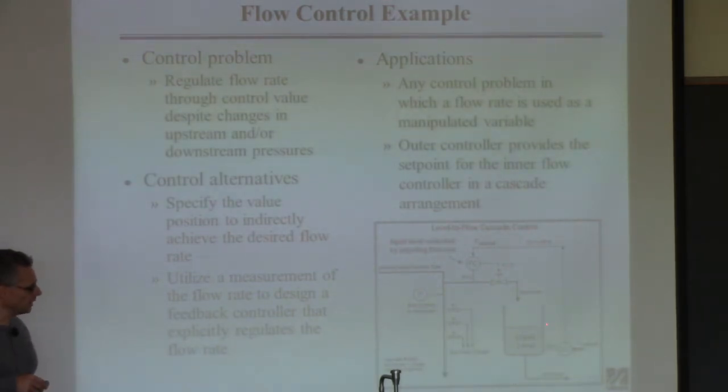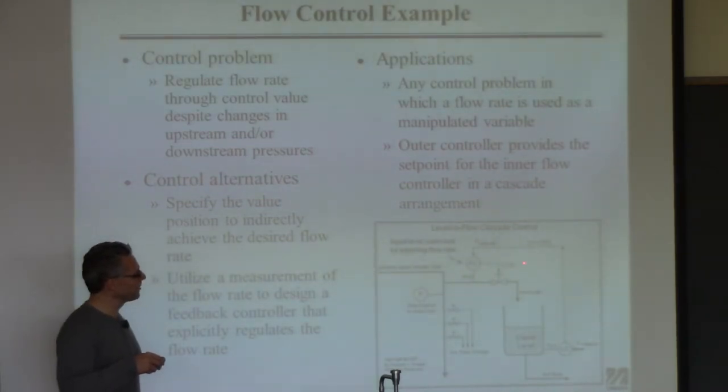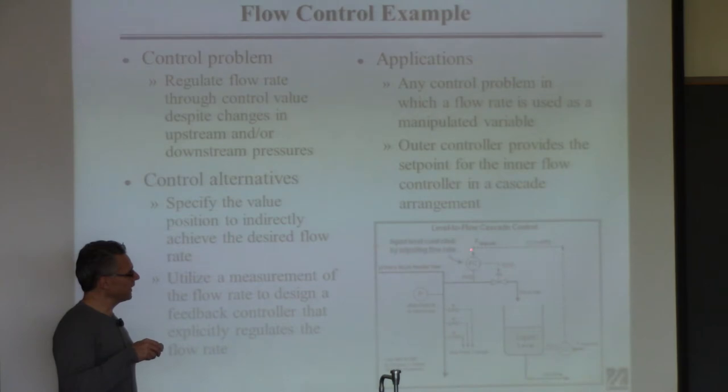So you could just wait and, you know, if this flow changes, the level will change, and then you can say, uh-oh, level's changing, I'd better do something. But a more effective way is to do something like this, okay? So you have this controller here, and the job of this controller is simply to control the flow coming in at whatever the set point is. So it just tries to establish whatever flow it's told to establish, and then the level controller is going to determine what that set point should be.